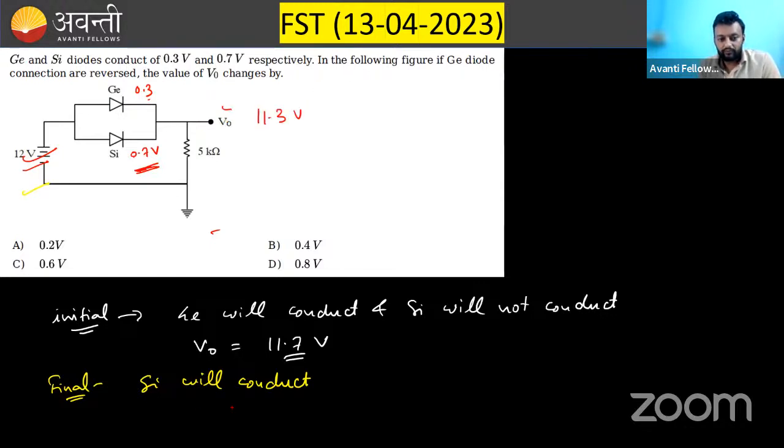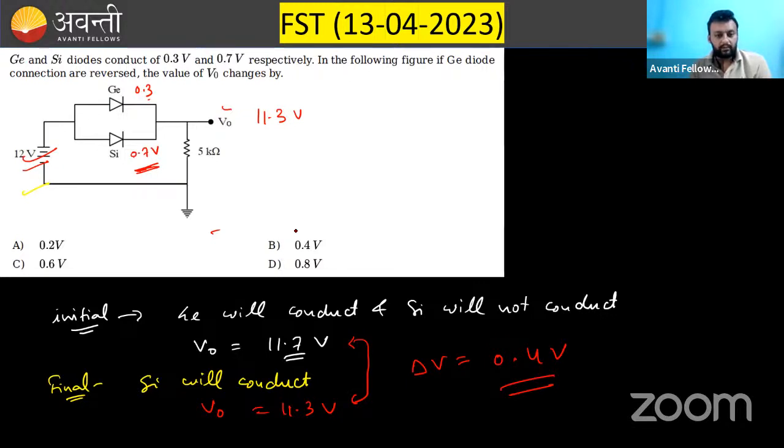Very good. So final potential V naught is 11.3 volt. So what is the change in the potential of V naught? You can see initially it was 11.7, now it is 11.3. So what is the change? Delta V is equal to 0.4 volt, which is option number B. Clear? Moving further.